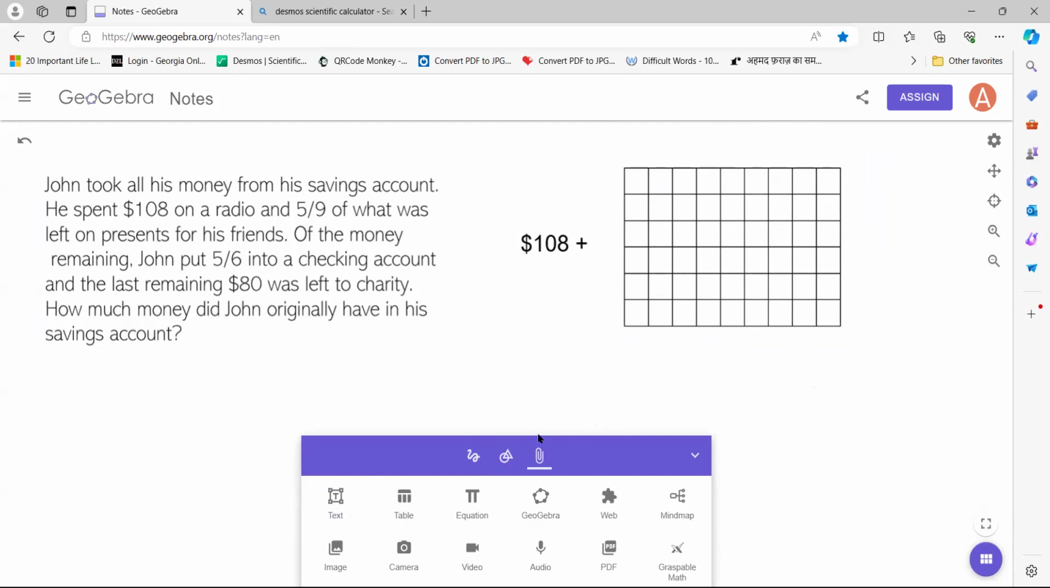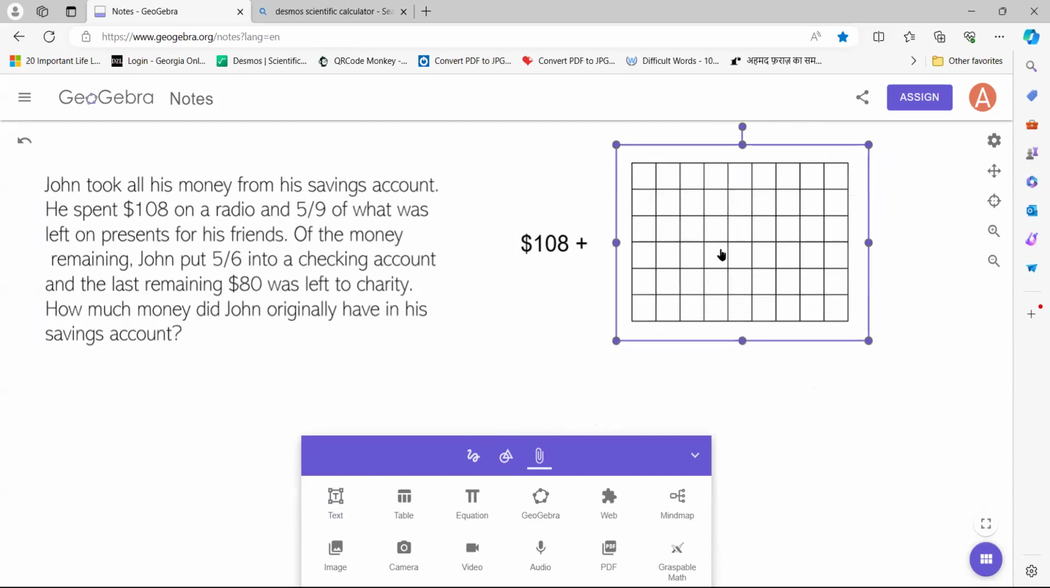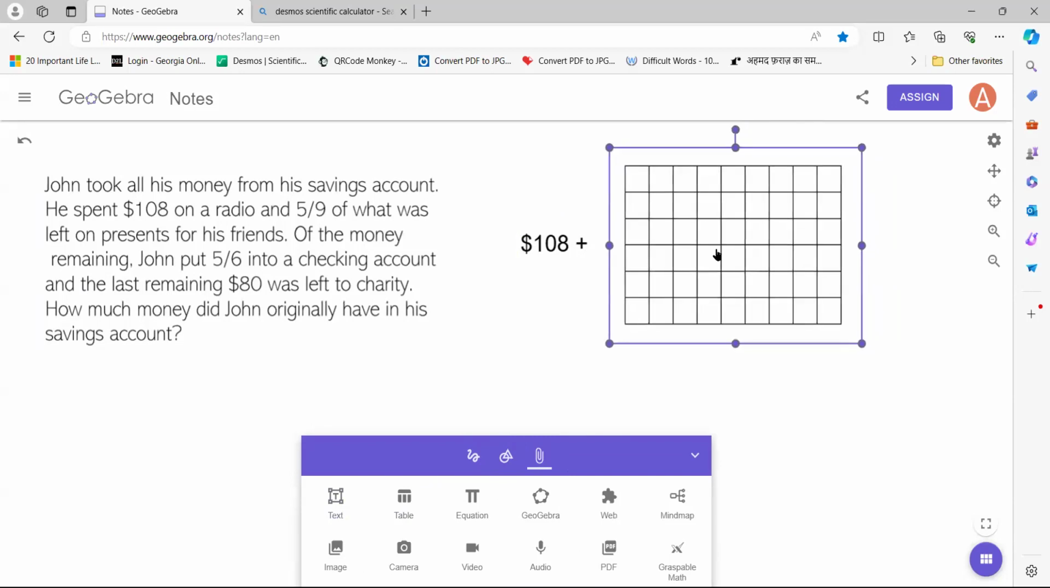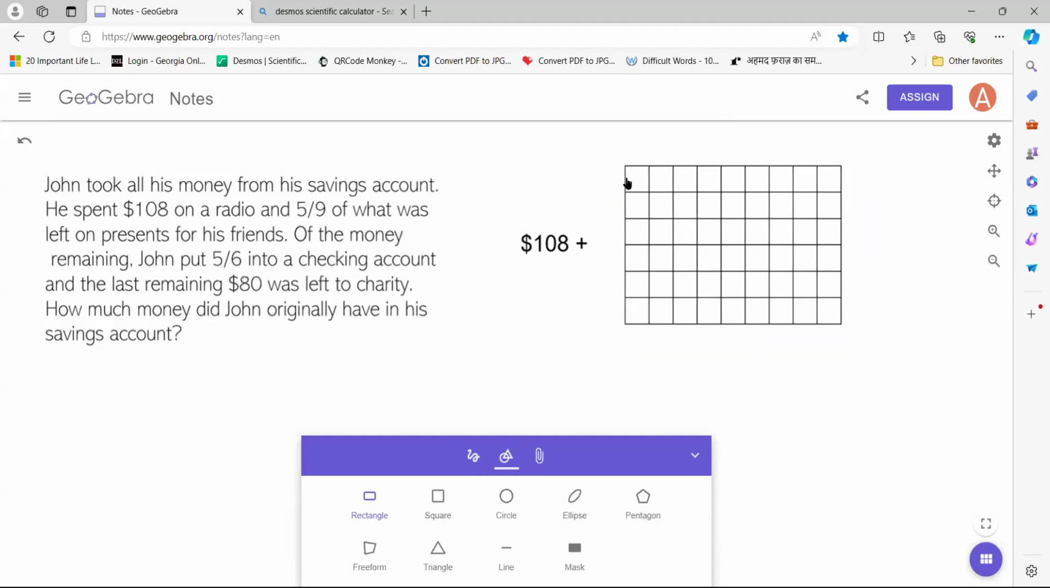Now let's see what else we can do. This is the leftover money he had after he bought the radio. According to the question, he spent 5/9. How do we represent that? 5/9 would be 5 out of 9. This much money was spent on gifts for his friends. The pink part represents the amount of money he used to buy gifts.